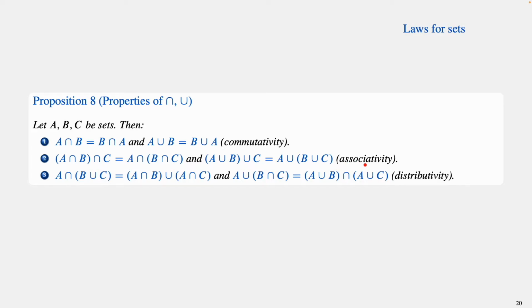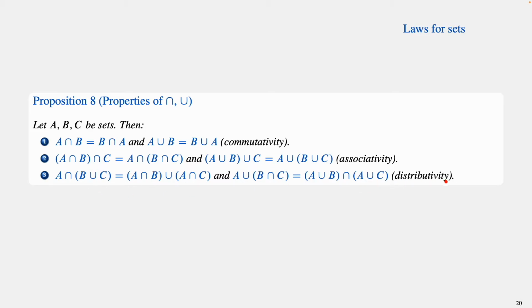We have an associativity law, which means that we can move parentheses if we have intersections or unions of multiple sets. So if we take the intersection of A and B first, and then take the intersection of that with C, that's the same as taking the intersection of B and C first, and then taking the intersection with A. And also, if we take the union of A and B first, and then the union of C, that's the same as taking the union of B and C first, and the union of the resulting set with A.